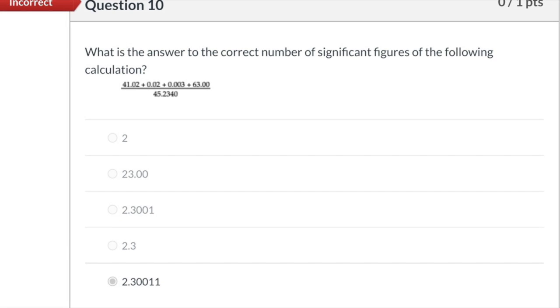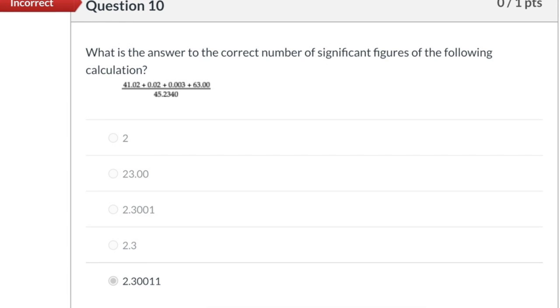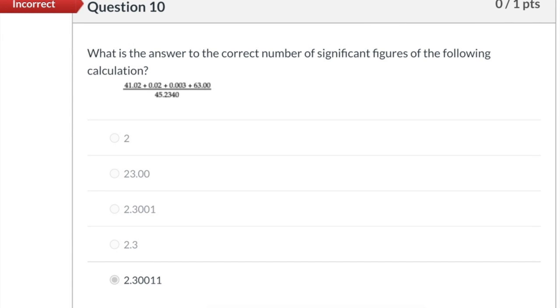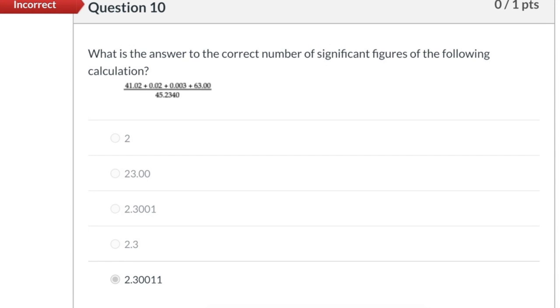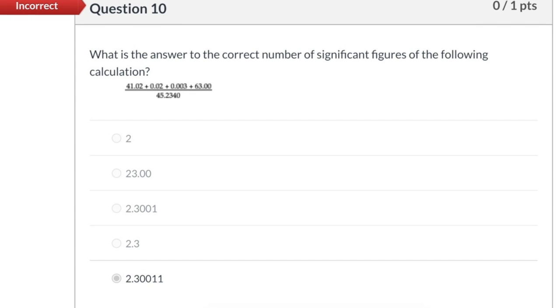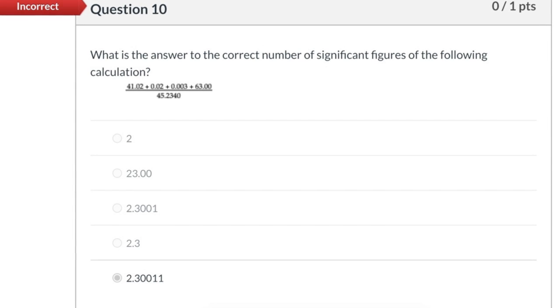Now you have to use the adding and subtracting method to round this one, and that method is you round it to the least amount of numbers after the decimal. So in this case, it will be 2, which is the hundredths place, because 0.02 has the least amount of numbers after the decimal, and also 41.02 and 63.00. So you have to round it to the hundredths place. So 104.043 rounded to the hundredths place, you get 104.04, and that number has 5 sig figs.